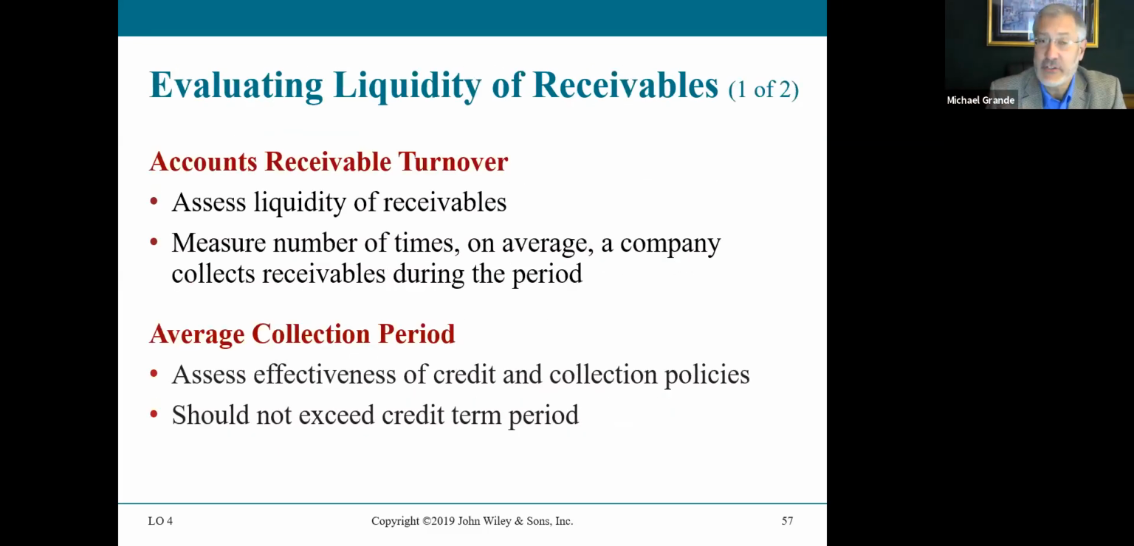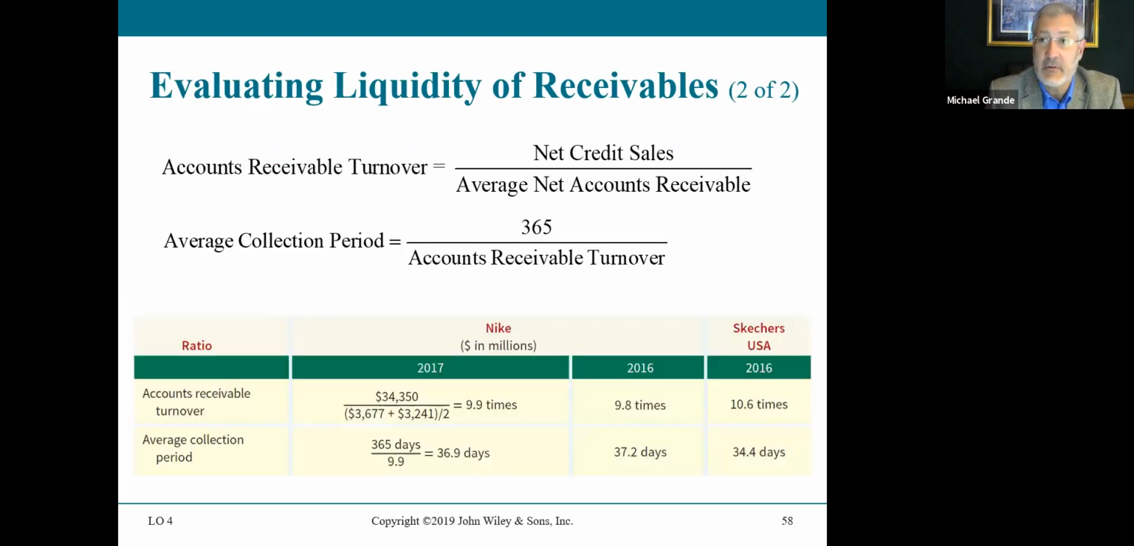Here's a couple of ratios. These are very similar to inventory turnover and days in inventory. This is accounts receivable turnover and average collection period, two ratios that you need to be responsible for. Accounts receivable turnover is net credit sales divided by average net accounts receivable, right? Average is beginning plus ending divided by 2, net after the allowance for doubtful accounts. And then the collection period is 365 days per year divided by the accounts receivable turnover.